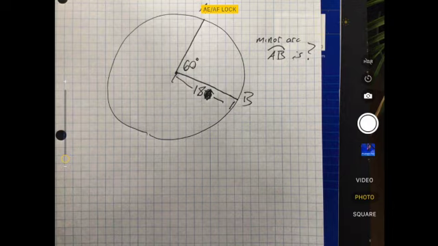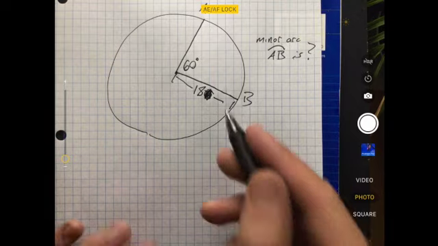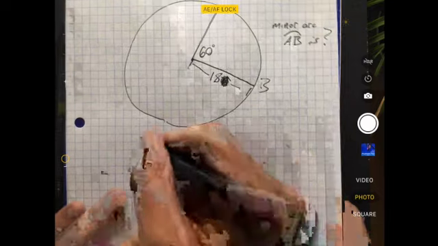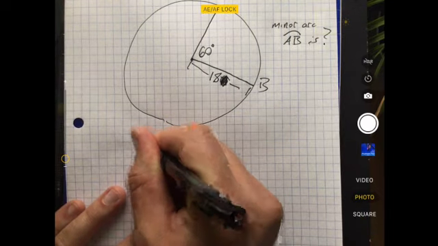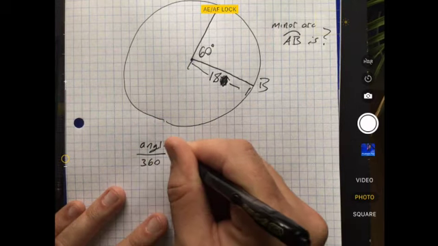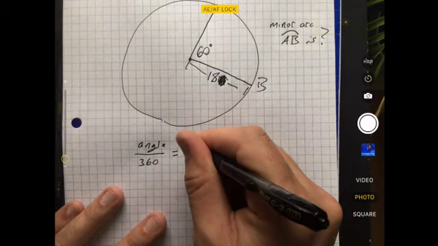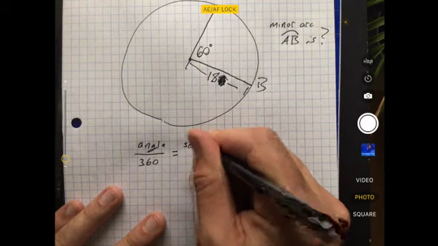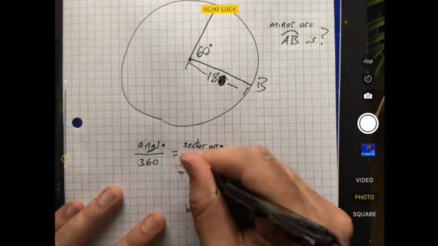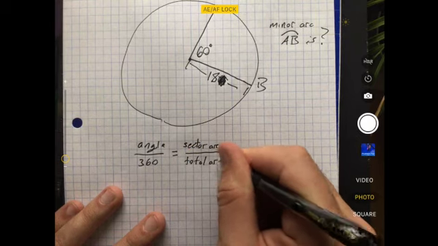So yeah, remember that the ratio of a circle will always work out: angle over 360 degrees will equal the sector area over the total area. And that will also equal the arc length over circumference.